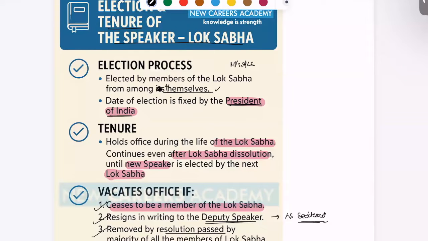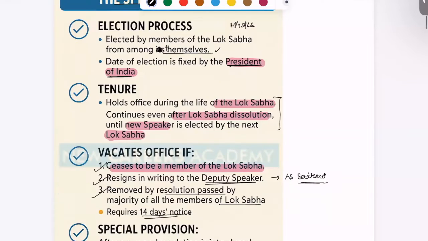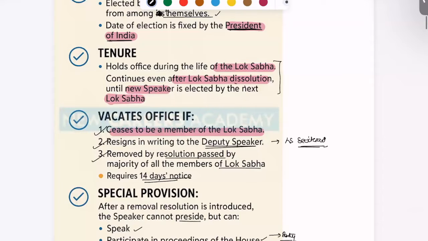Okay, next, tenure. His tenure continues even after dissolution until a new speaker is elected by the next Lok Sabha. The government falls with 2 years left, a new government comes, so automatically, I also told you Uddhav Thackeray's case.